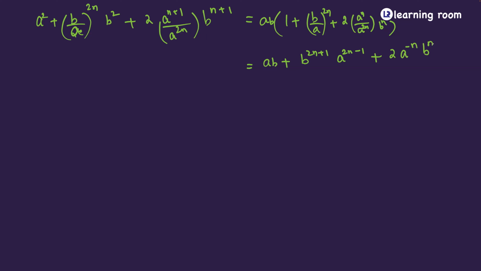Here, what are you going to have? A square plus b by a, the whole raised to the power 2n into b square plus 2 into a power n plus 1 divided by a power 2n into b power n plus 1. Right.